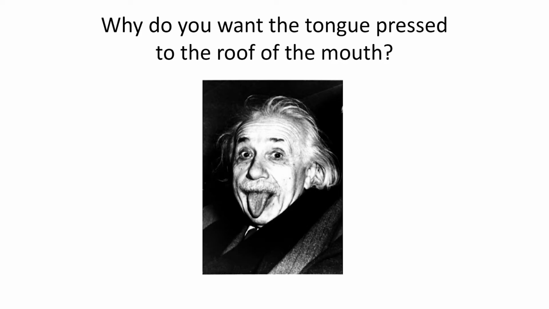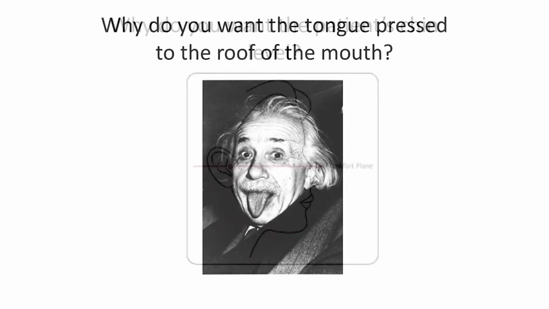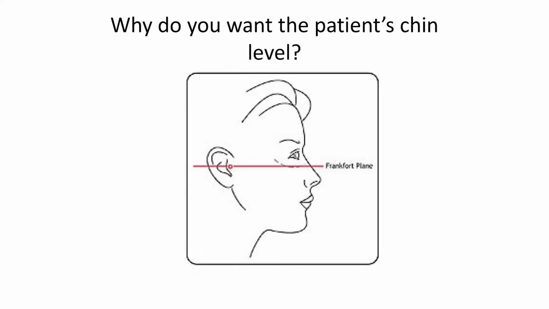So why do you want the tongue pressed to the roof of the mouth? To prevent maxillary burnout. And the patient's chin level. So here's the Frankfurt plane I was talking about. This is the horizontal line that you will adjust to make sure that it's running from the base of the bony orbit to the middle of the tragus.